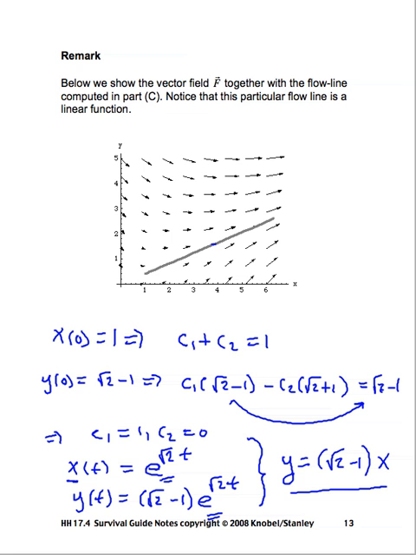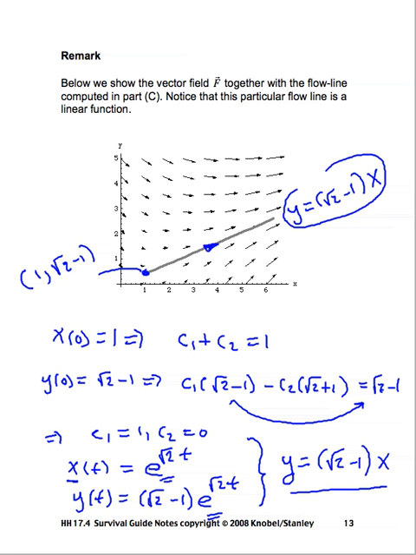So if I put an orientation on my path up here, that guy there is my initial condition. So that's where x is equal to 1 and y is the square root of 2 minus 1. So that's the starting point. And then this line is y is equal to the square root of 2 minus 1 times x. So there's your flow line in that case.